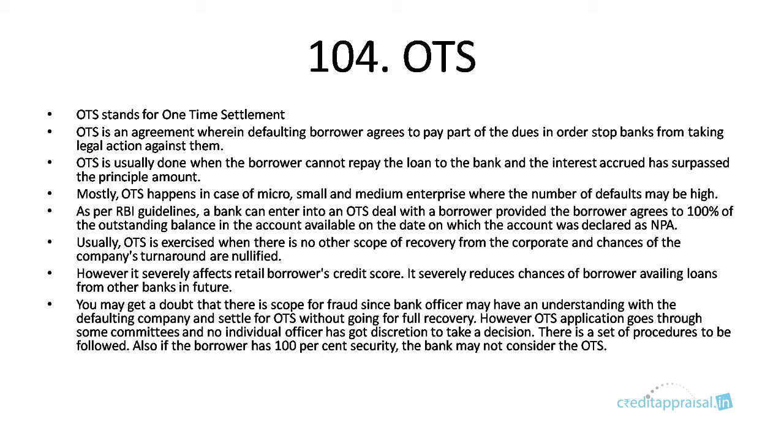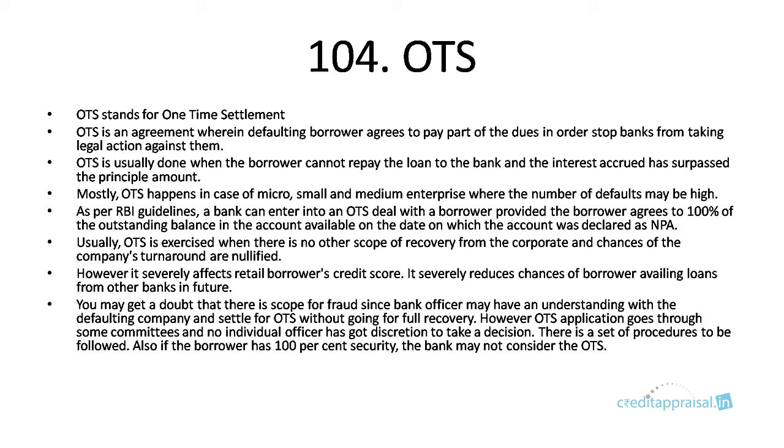The bank can enter into OTS provided the borrower agrees to pay 100% of the outstanding balance in the account available on the date on which the account was declared as NPA. And usually OTS is exercised when there is no other scope of recovery. One thing that happens is it will affect the credit score of the borrower. In future, the credit score will be on the lower side, so taking loans in future will be difficult for this particular borrower.